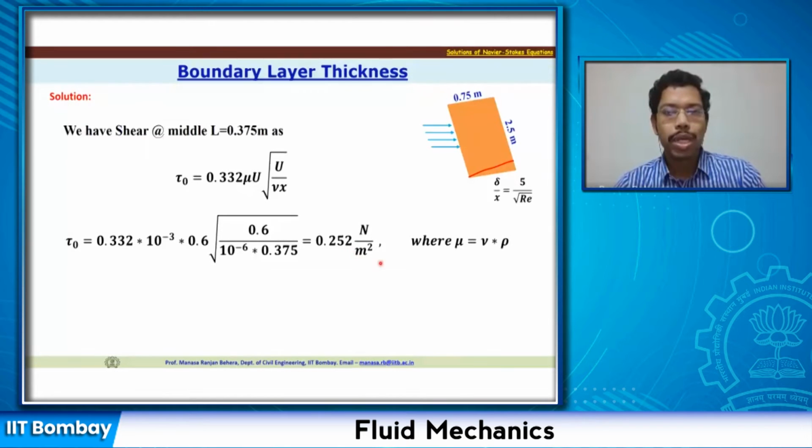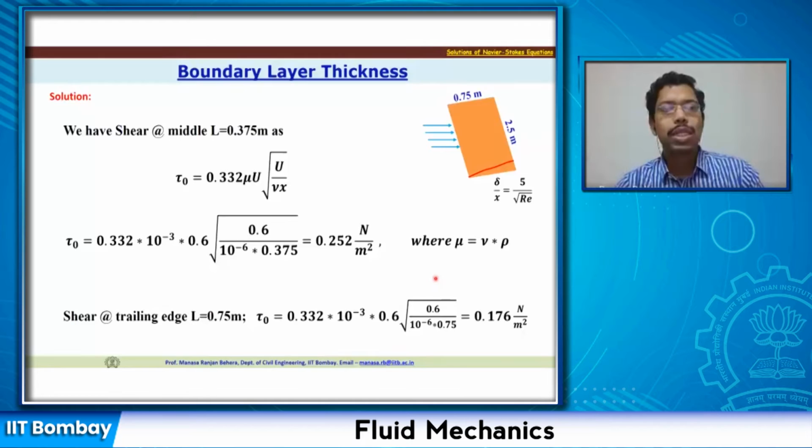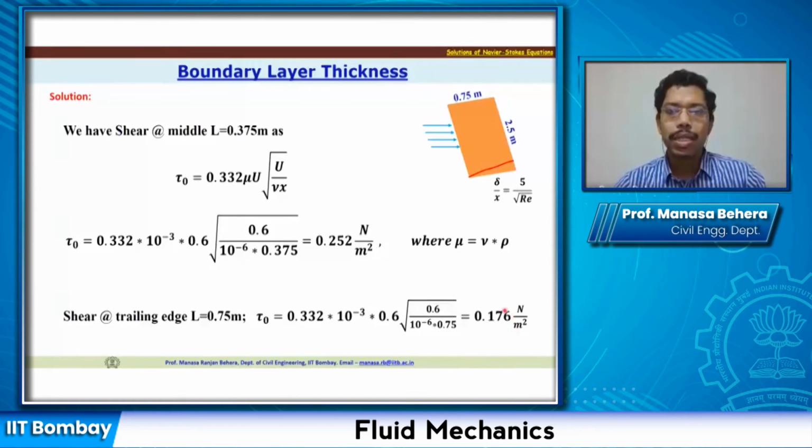Here, please understand that mu equals nu multiplied by rho. So the mu value we are using here is nothing but nu multiplied by rho. Rho is known to you: the rho of water is 1000 kg per meter cube. By taking it, we can also find the shear stress at the trailing edge, at L equals 0.75 meter. The same way, if we calculate, we get shear stress equals 0.176 Newton per square meter.